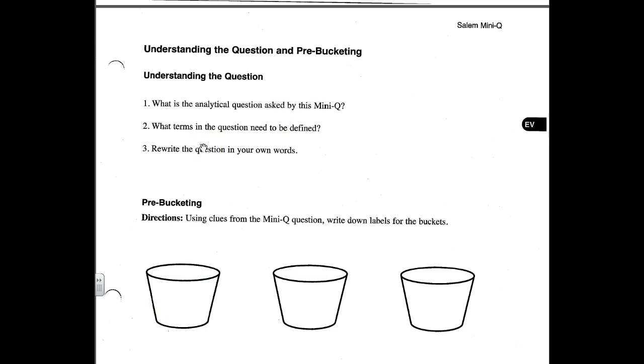Question number two asks, what terms in the question need to be defined? And this is important because it's referring to the terms in the analytical question. The whole purpose of the Mini-Q is to answer the analytical question, what caused the Salem witch hysteria of 1692? So we need to make sure that we understand all of the terms that appear in the question.